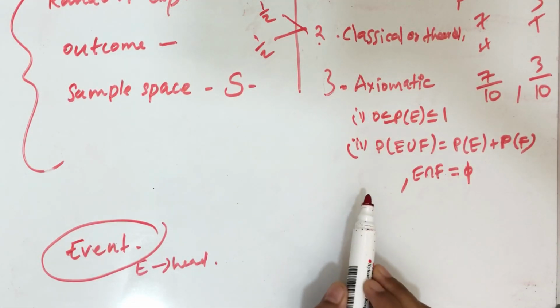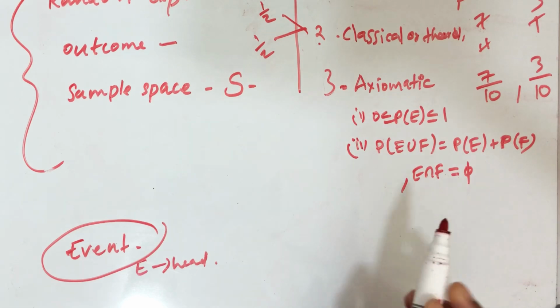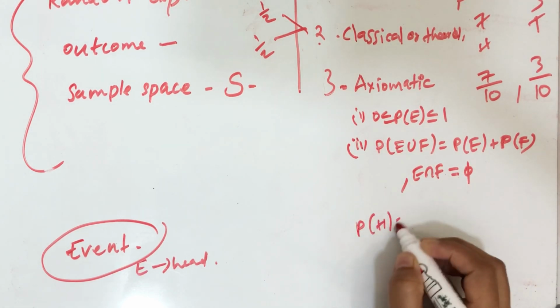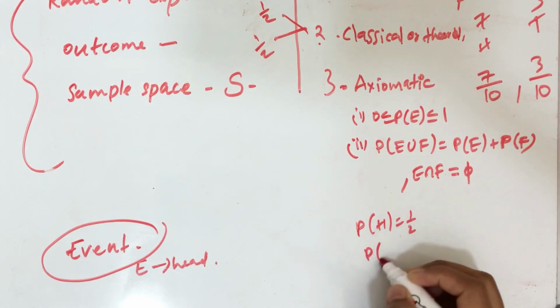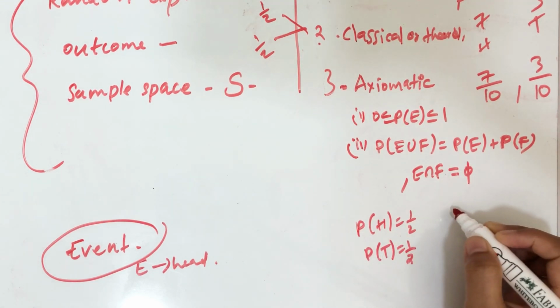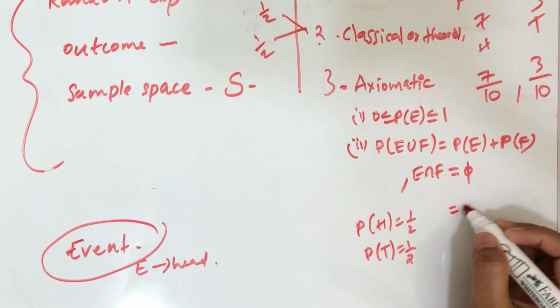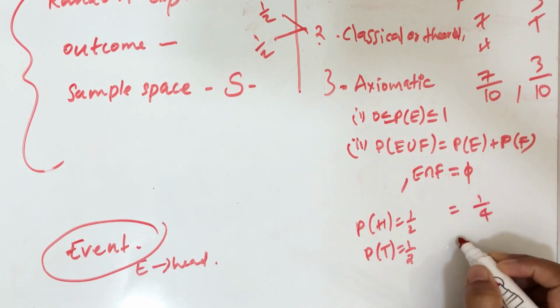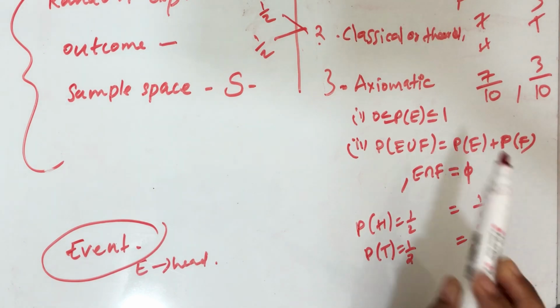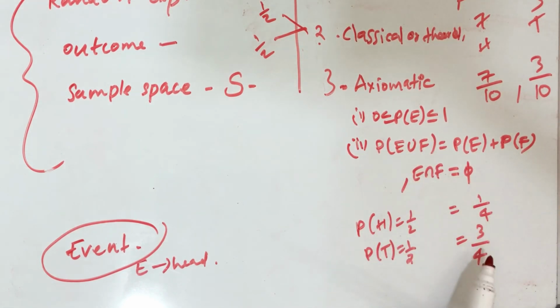In the classical approach of probability, we have seen that in tossing a coin, the probability of getting a head is equal to 1 by 2 and the probability of getting a tail is equal to 1 by 2. But here we can take even the probability of getting head as 1 by 4 and the probability of getting tail as 3 by 4.